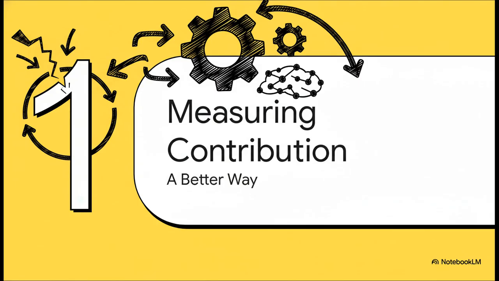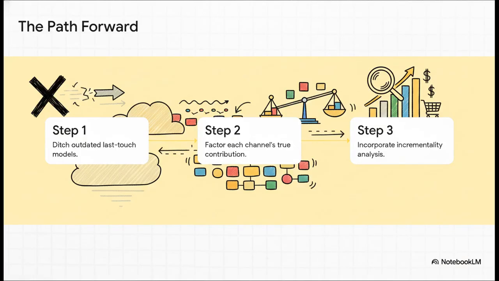So, okay, if last touch is broken, what's the fix? Well, it's about a huge shift in focus, moving from just the last touch to measuring the true contribution of every single step. The path forward really boils down to 3 key steps. First, you have to ditch the outdated last touch model. It's just not telling the whole story. Second, you need a model that actually factors in each channel's real contribution along the way. And third, you have to incorporate incrementality analysis.